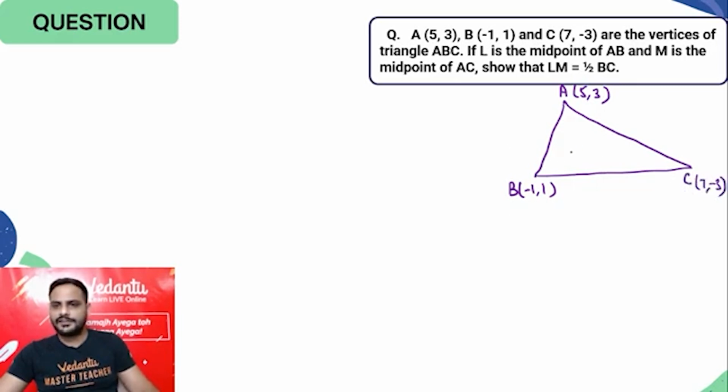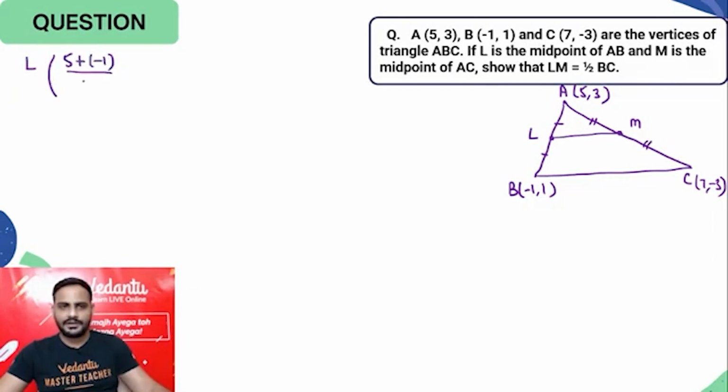Alright, then they are saying L is the midpoint of AB and M is the midpoint of AC. Show that LM is half of BC. ठीक है. So first let's find out the coordinates of L using the midpoint formula. x1 plus x2, so 5 plus minus 1 divided by 2, comma 3 plus 1, y1 plus y2 by 2. Which means coordinates of L: 5 minus 1 is 4 by 2 is 2.